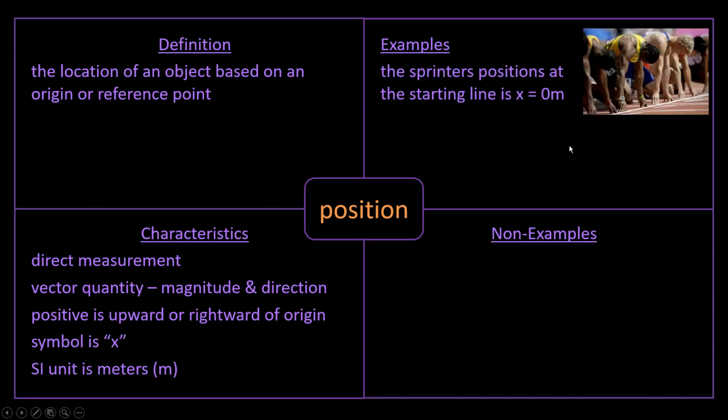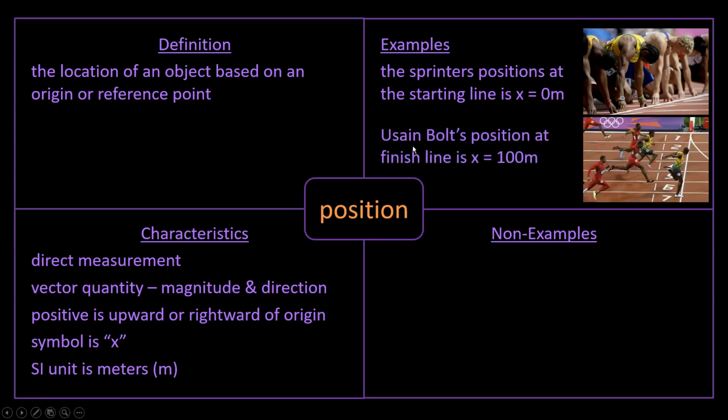Some examples of position: the sprinter's position at the starting line is x equals 0 meters. That means that they're right on the origin. It makes sense in a 100-meter race that we'd make the starting line the origin, but you don't have to. The finish line could be the origin. In this example, Usain Bolt's position at the finish line is 100 meters. So again, if the starting line is the origin, then the finish line in a 100-meter race is going to be 100 meters rightward of the starting position.